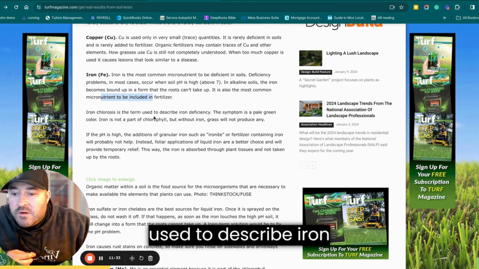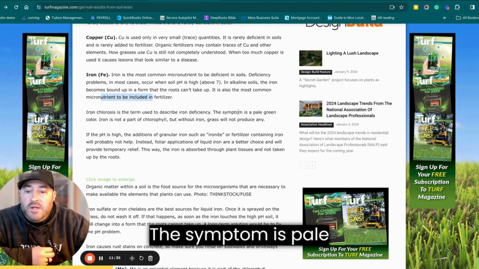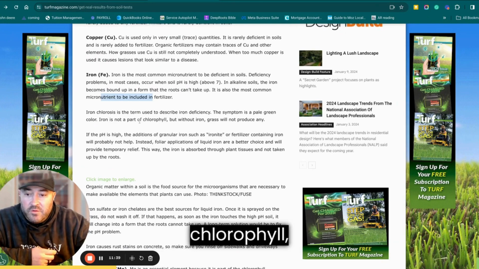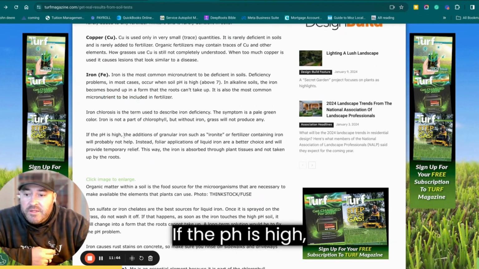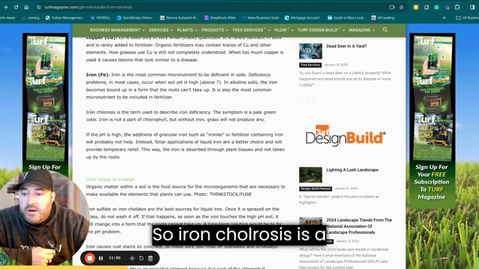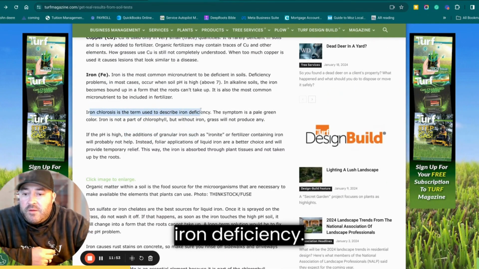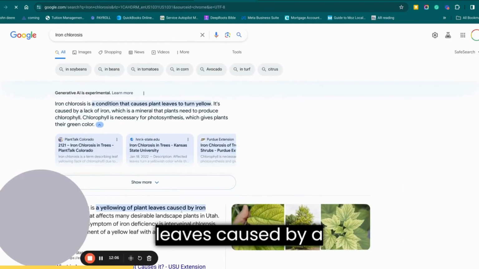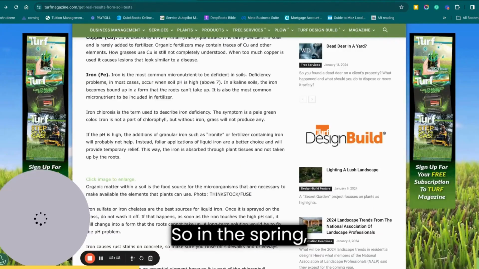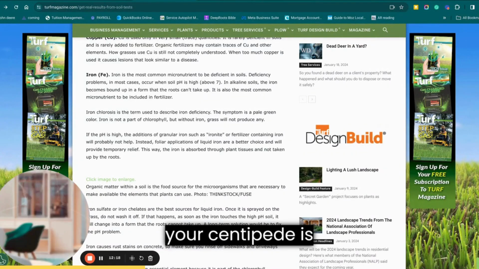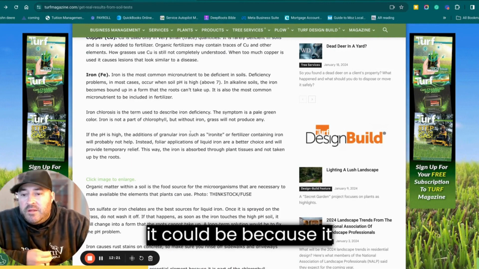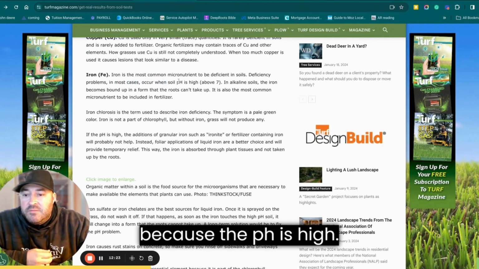Iron chlorosis is a term used to describe iron deficiency. The symptom is pale green color. Iron is not a part of chlorophyll, but without iron, grass will not produce any. If the pH is high, the addition of granular iron, such as Ironite, helps. Iron chlorosis is a yellowing of plant leaves. So in the spring, when the grass is starting to green up and your centipede is yellow, it could be because it has an iron deficiency because the pH is high.